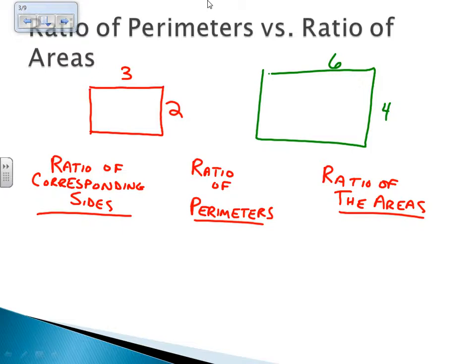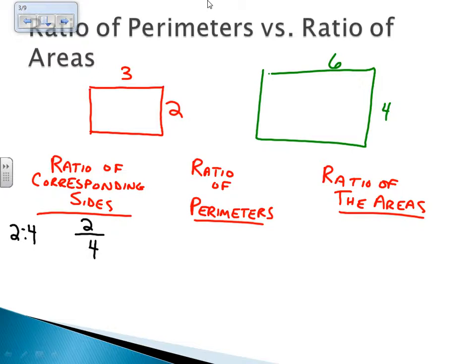What does corresponding mean again? If I say the corresponding sides, what does that mean? Naomi? Yeah, so which one would match up with the 3? 6. Do you guys want to do 3 and 6 or 2 and 4? 2 and 4. So the ratio of the corresponding sides would be 2 to 4. We're going to do the small one first. Doesn't matter which one you put on top. All that matters is that you keep the same order. So if I'm doing small on top, then it has to stay on top.